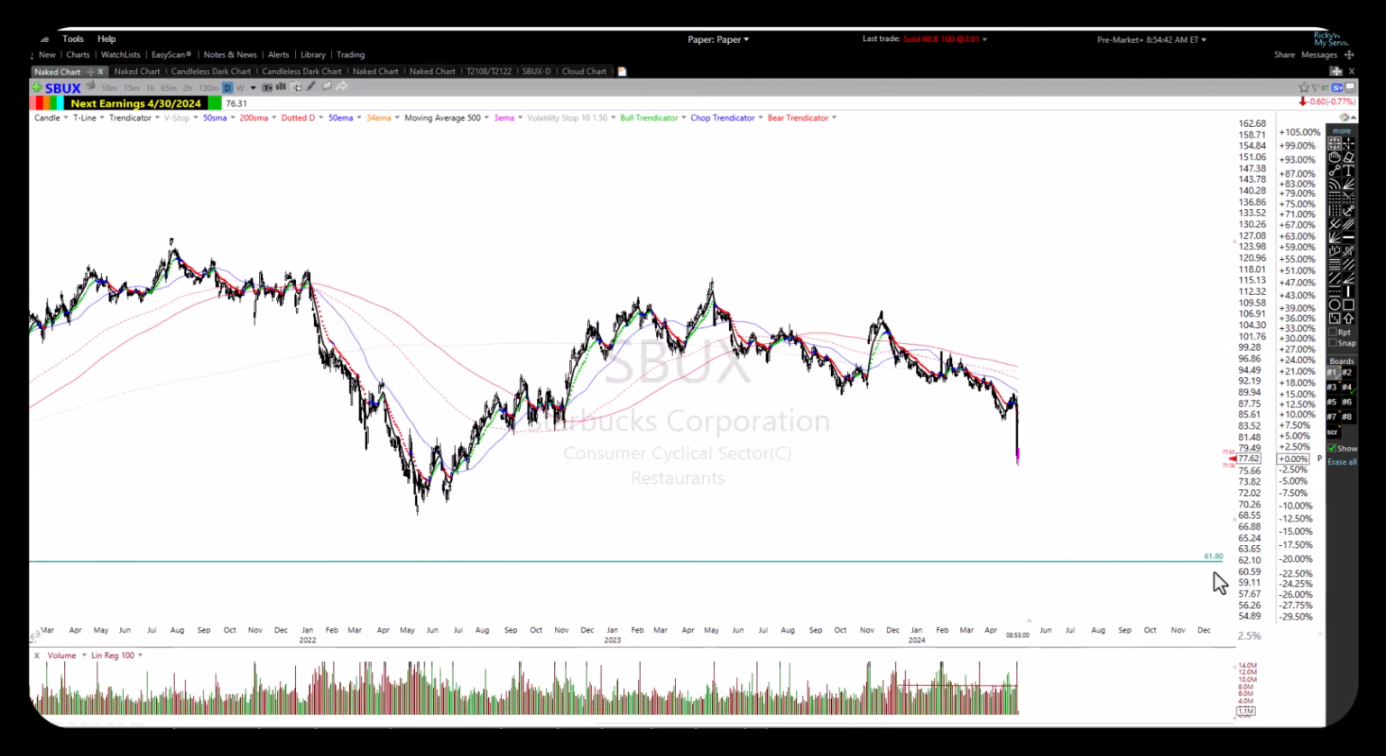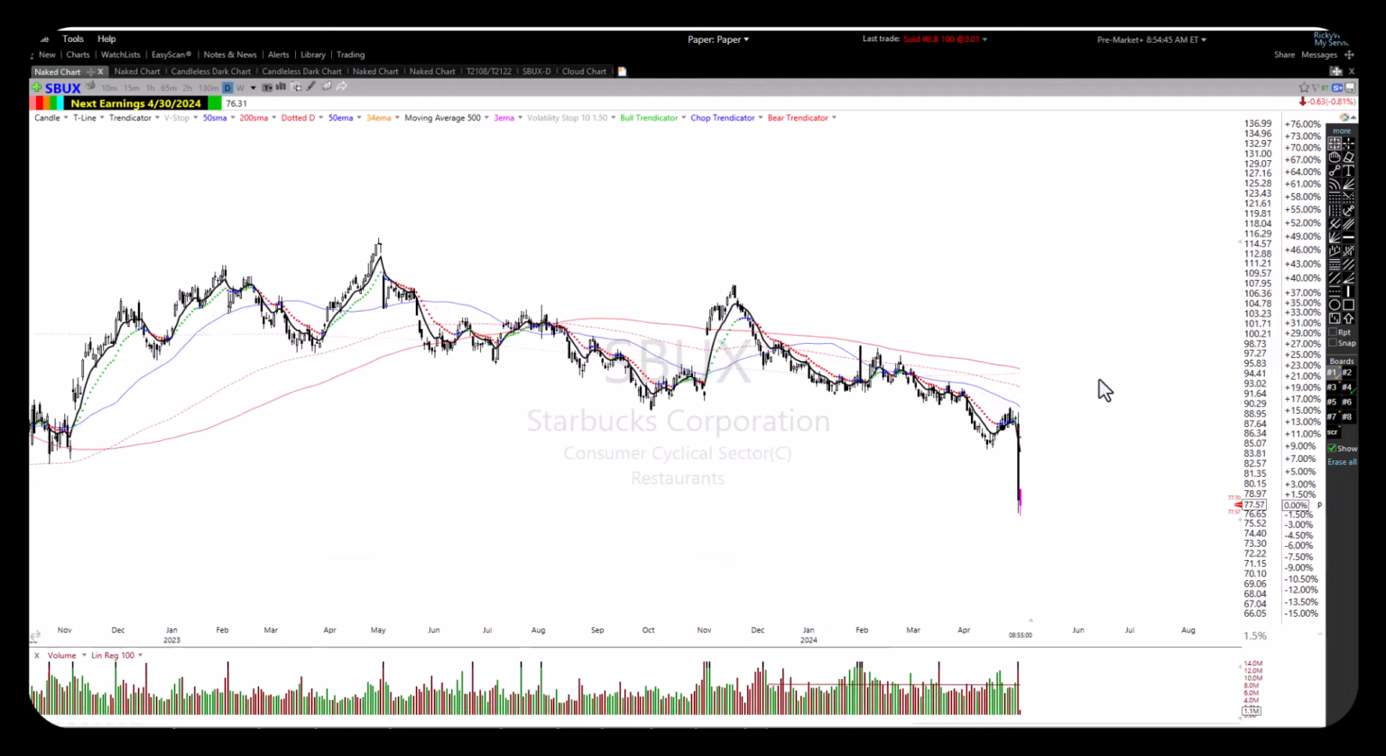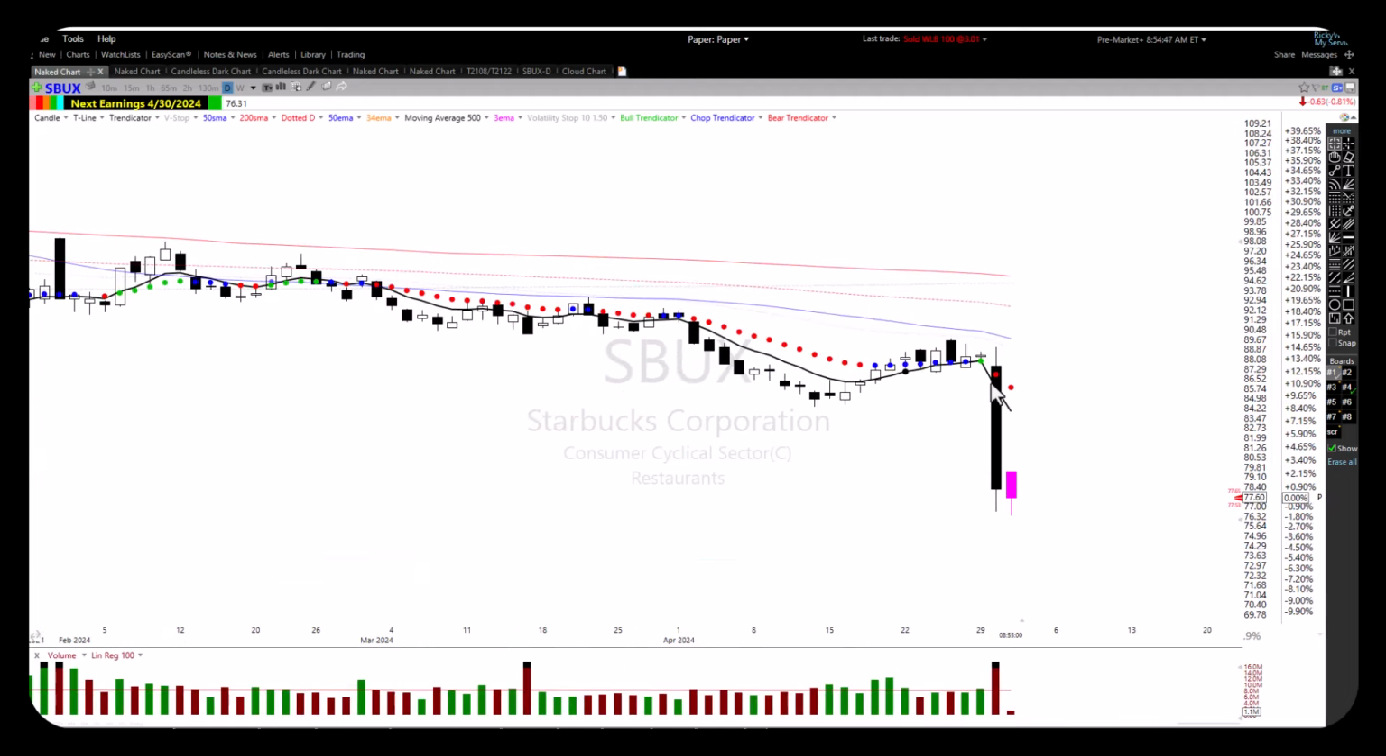61.80 might be a little bit of a longer term target. Now that we've gapped down, there are always these bottom feeders who come in here and try to pick up a little scalping, bullish, playing with it down here. Just be careful right away after the earnings drama. But there's not much about Starbucks that I could put in a bullish category.